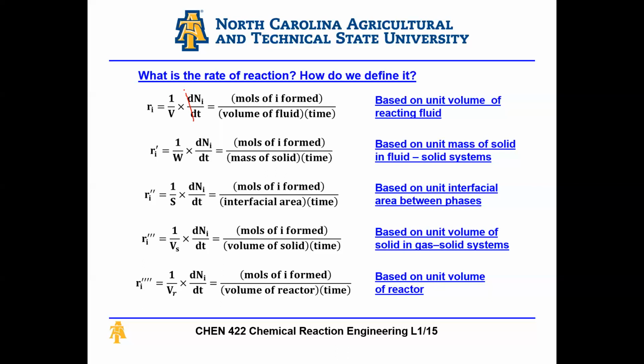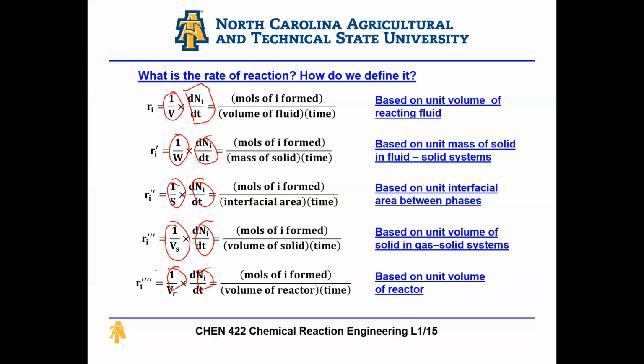So I need to get used to this drawing thing, right? dNi by dt is always there. So the change of number of moles per time is always there when representing the reaction rate. And then we usually add another element, which could be a volume of fluid, mass of solid, interfacial area, volume of solid, or volume of reactor, to represent this change of moles per time, and then per either a volume or a mass component as well.